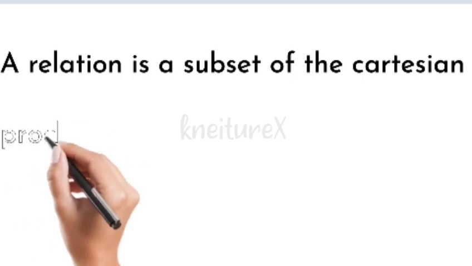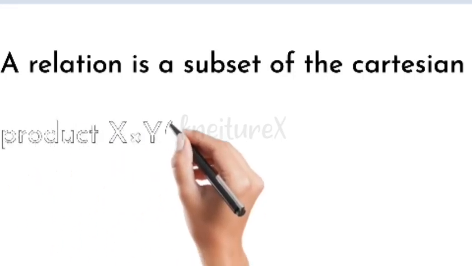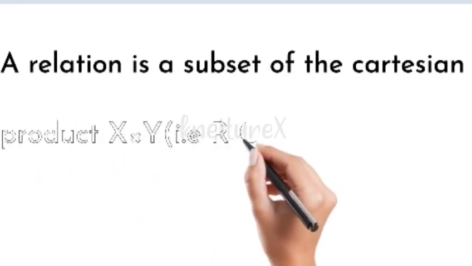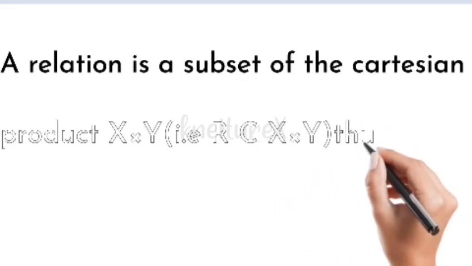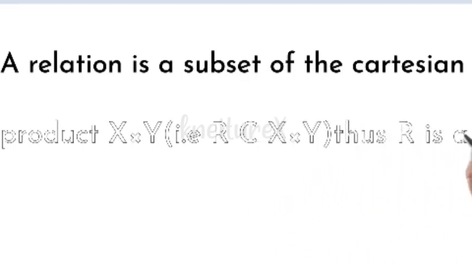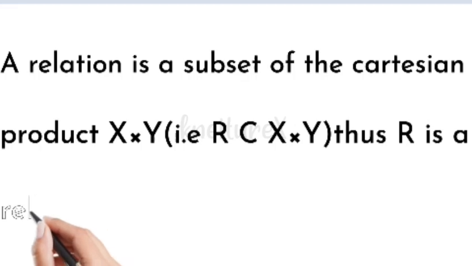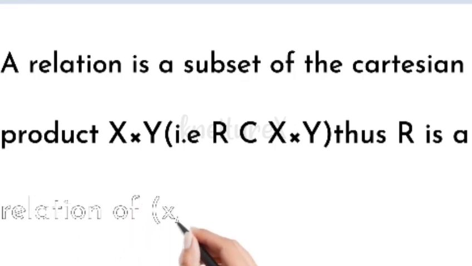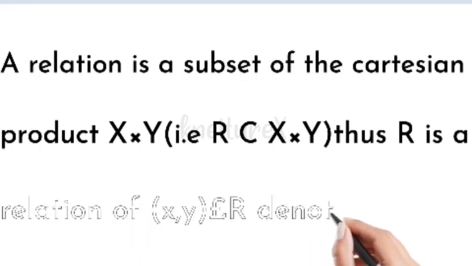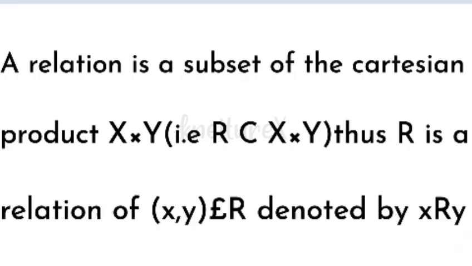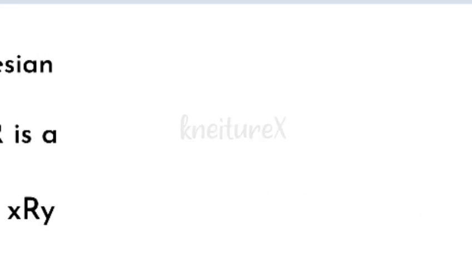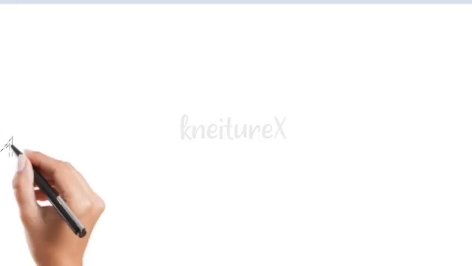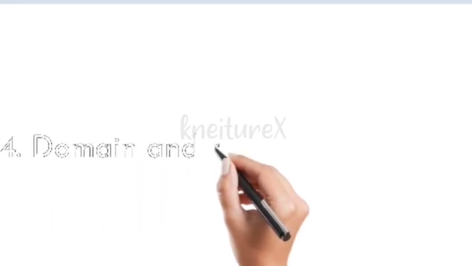So a relation is a subset of a Cartesian product, like I said. Remember, our Cartesian product is X cross Y. Thus, our R, which is our relation, is such that we have (x, y), not open interval, but ordered pairs, so that (x, y) is in our R, our relation, which is a subset of the Cartesian product. So it is represented as x R y.